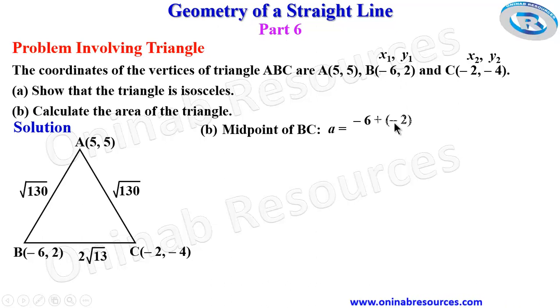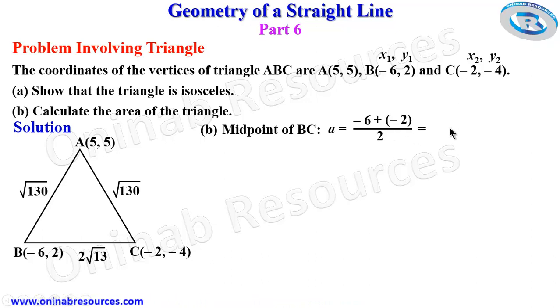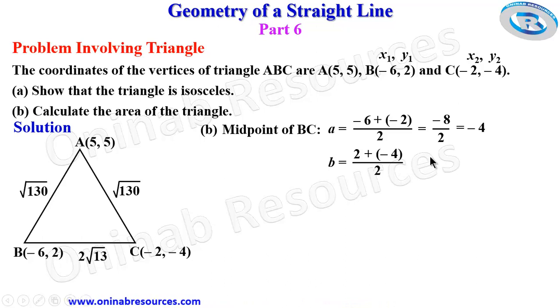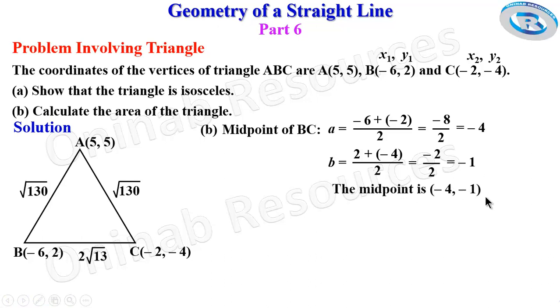The x coordinate is -6 plus -2 divided by 2. This is -8 divided by 2, which gives -4. Then for the y coordinate, we have 2 plus -4 divided by 2. This is giving us -2 divided by 2, and that gives -1. So the midpoint is (-4, -1). We can then draw the perpendicular height.